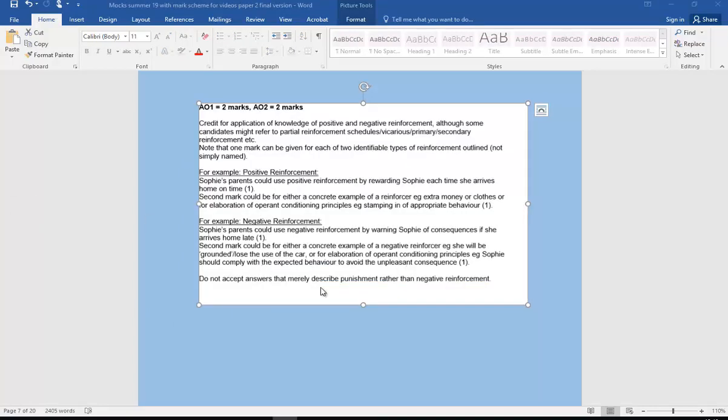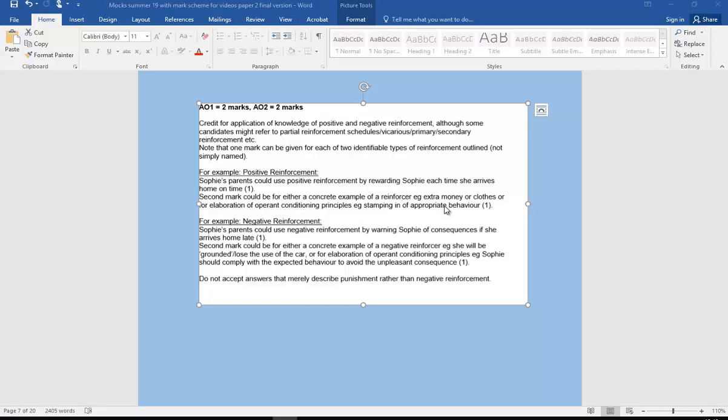Okay, so the best way to answer it is by referring to positive reinforcement, but you won't get a mark just for naming it. You need to define it really. Positive reinforcement is giving something pleasant, something pleasurable, which strengthens behavior. And then we want to give a concrete application. So for example, she would be rewarded every time she comes home on time.